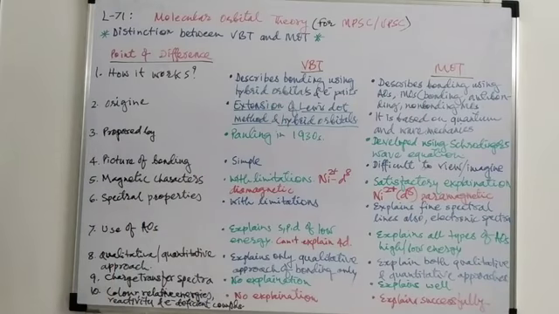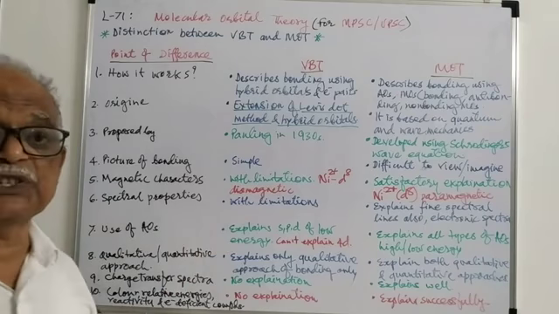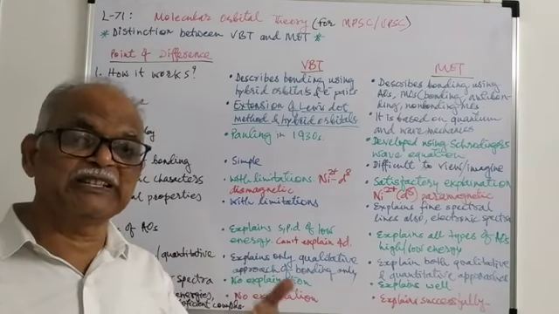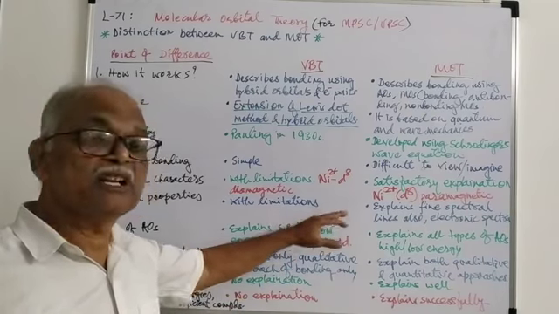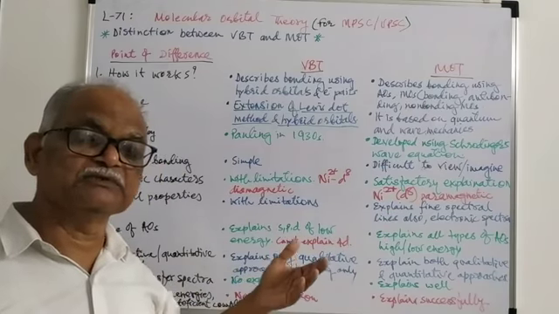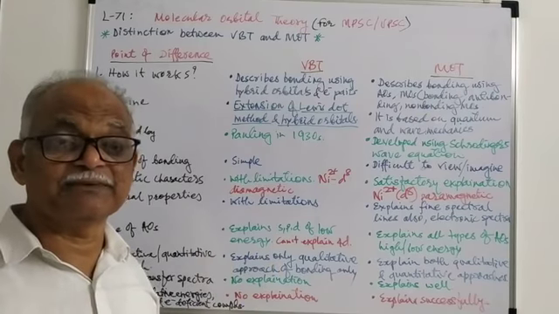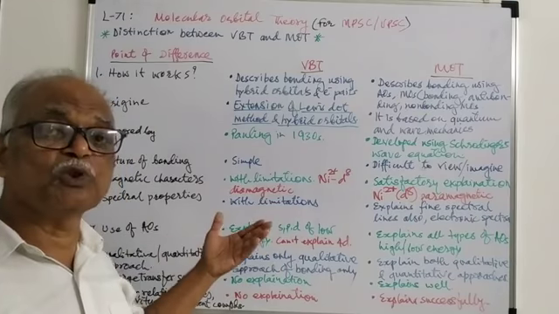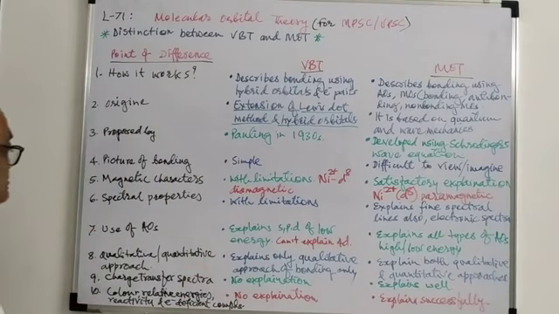Then if we see the spectral properties, VBT has a number of limitations because it can explain the spectral lines only superficially. But MOT can explain the spectrum in a better way, even though the spectrum is of very fine lines. VBT has no such capability to explain the spectrum thoroughly.